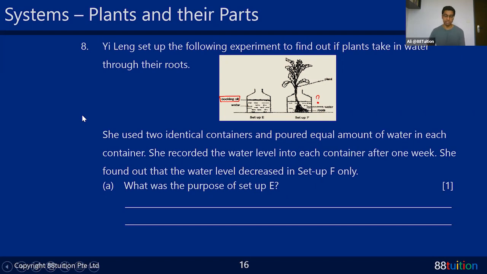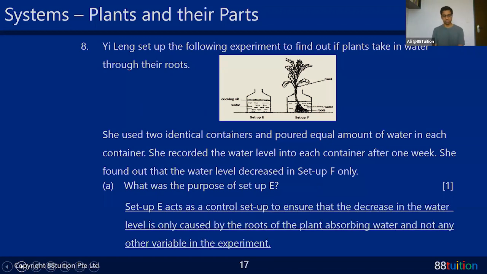Okay. She used two identical containers and poured an equal amount of water. Everything the same. She recorded the water level. She found that the water level decreased in setup F only. Where's F? Okay, the one with the plant. Well, that's normal, that's obvious. I think that's what we should expect. What's the purpose of setup E again? Again, it's a control, start with the C, right? To ensure a fair test. Control setup. Okay, these are the things we are learning as we move along. So control setup for what? To ensure that the decrease in water is only due to the roots and not evaporation and not anything else. So that's why we have a control setup. We really just discussed this just now.